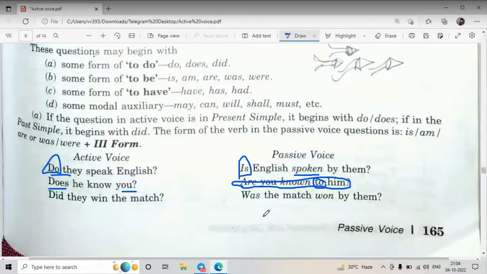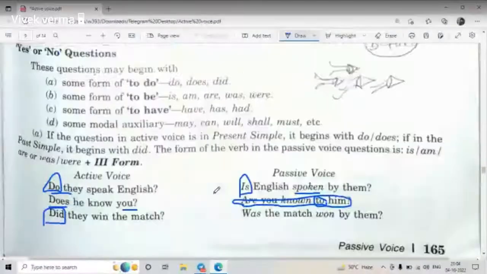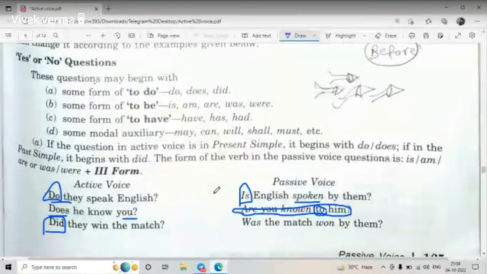Did they win the match? So did is basically the past tense, so we will use was here. Did they win the match? Was the match won by them? So this is basically a question type sentence.